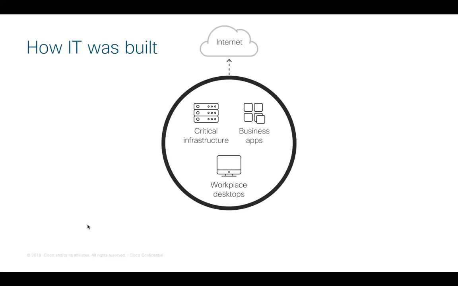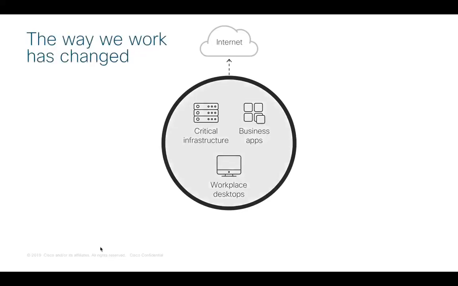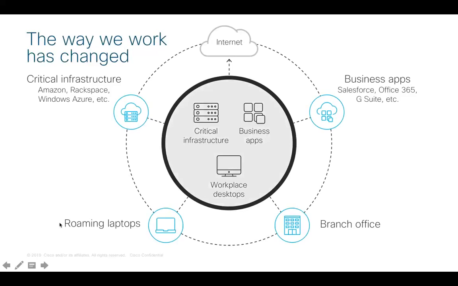And what's changed in recent years is just so much more is happening off network. We're seeing that more and more users are now roaming. So we have more roaming laptops. We have more branch offices, and these branch offices are now shifting to direct internet access rather than backhauling traffic.